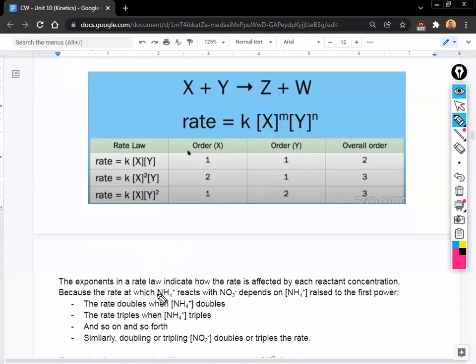So here, the rate at which NH4+ reacts with NO2- depends on NH4+ raised to the first power. That was the reaction that we looked at earlier. That's basically what it's trying to tell you right here. Depending on what the exponent is, it's going to affect the rate because it's going to affect the reactant concentration that we are given. So basically, the bigger the exponent, the prettier the person is. It's going to affect the rate of reaction a lot more. But the smaller the number, the less it's going to affect the reaction rate.